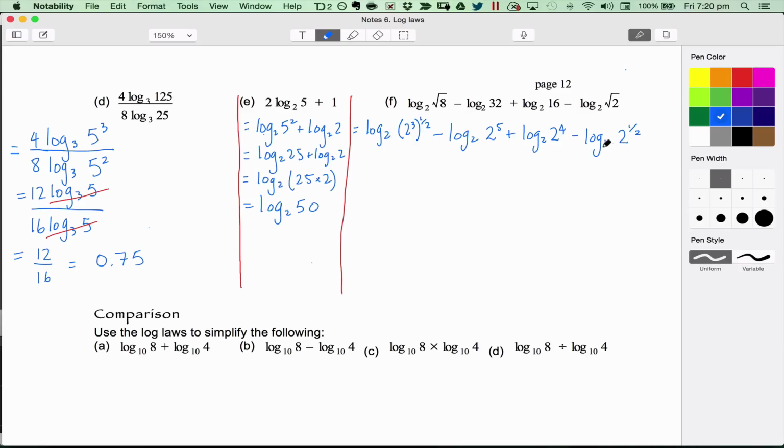These are all log base 2, so we can use all our log laws with the whole equation. What I'm going to do is put this into one long log, do it all in one go. So the pluses will go on the top of the fraction and the minuses will go on the bottom. So I'll start with one big log 2. I'll have 2 to the 3 times a half, which is 2 to the 3 over 2, and times 2 to the 4. In the bottom I'll have 2 to the 5 from here, times 2 to the half.